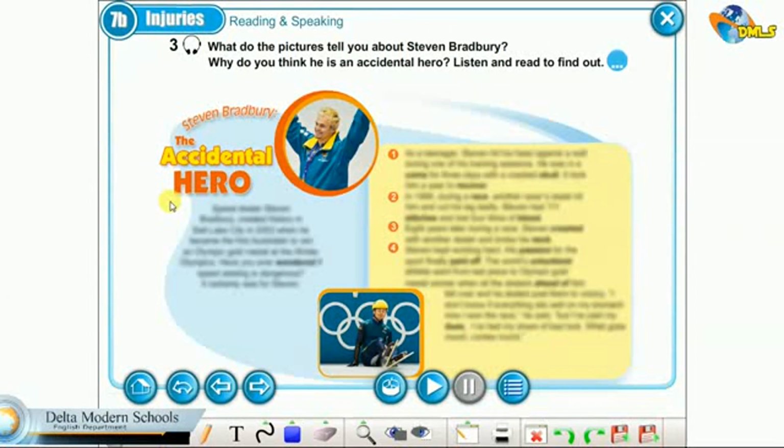So again, let's move to exercise 3, the reading text. Read with me the question, please. What do the pictures tell you about Stephen Bradbury? Why do you think he is an accidental hero? Let's read to find the answer. You have 1 minute to read.